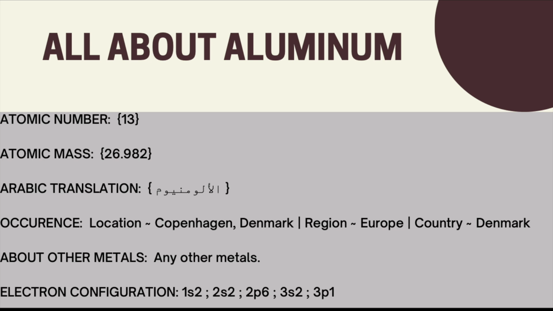The occurrence or origin of aluminum was in Copenhagen, Denmark, and the region is Europe, and the country it was founded in was Denmark. The electron configuration of aluminum is 1s2, 2s2, 2p6, 3s2, and 3p1. From this point, I will let my partner Salih take over so he can talk a little bit about the importance of these elements in nature and their unique properties in real life.